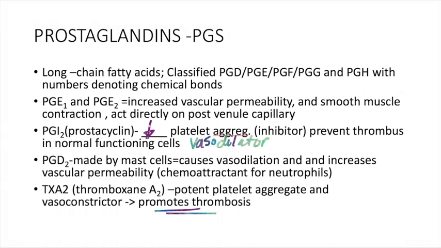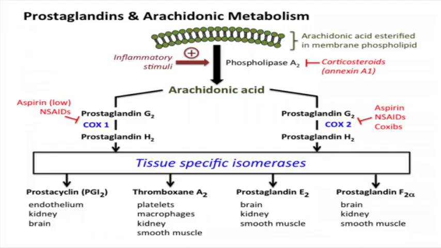You are a vasoconstrictor and you are going to help elicit a thrombus to be formed. Here's a nice little breakdown of that. So we have phospholipase A, arachidonic acid, we get prostaglandin G2 and H2, and then we get these specific ones: prostacyclin, thromboxane, prostaglandin E2, F2, there's multiple things. So when we tie it all together, these are where our NSAIDs work. So we are inhibiting prostaglandins.